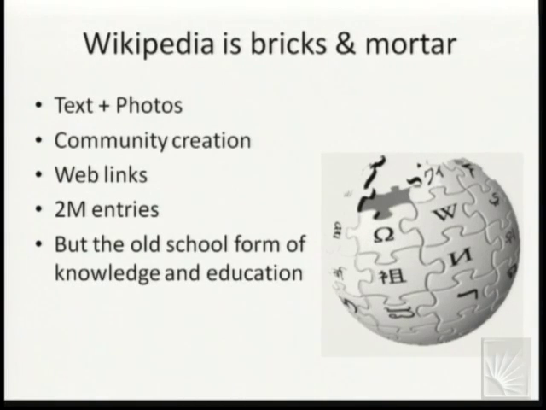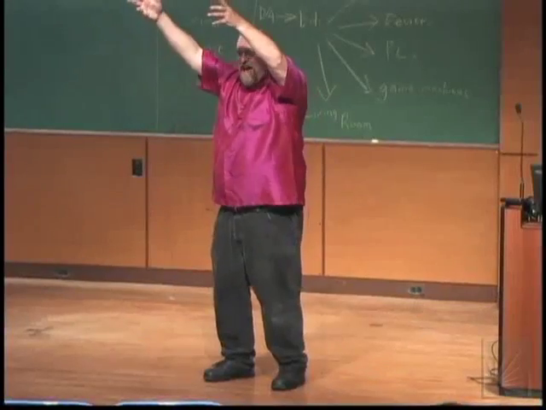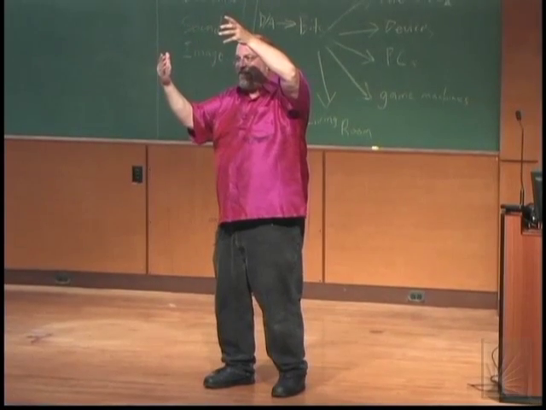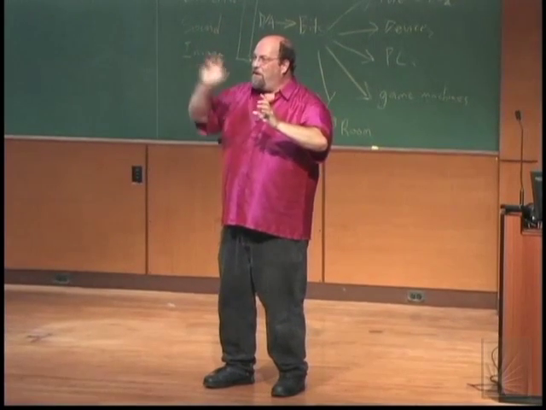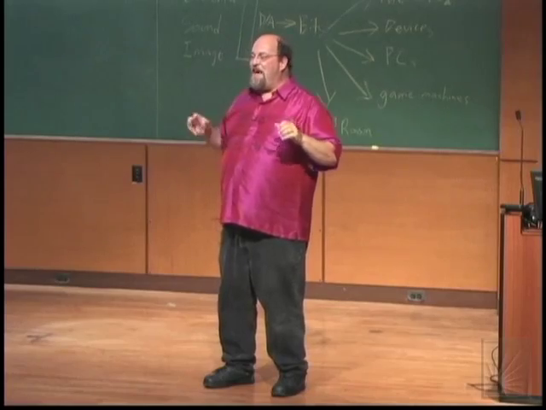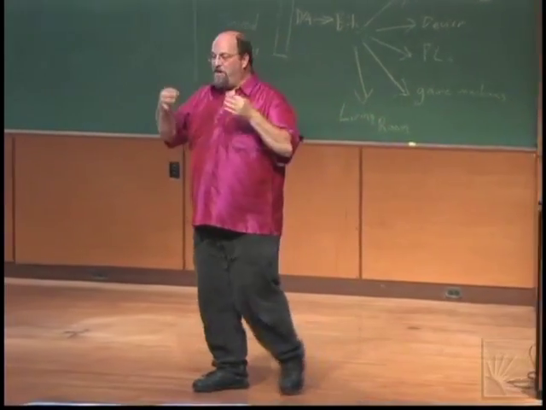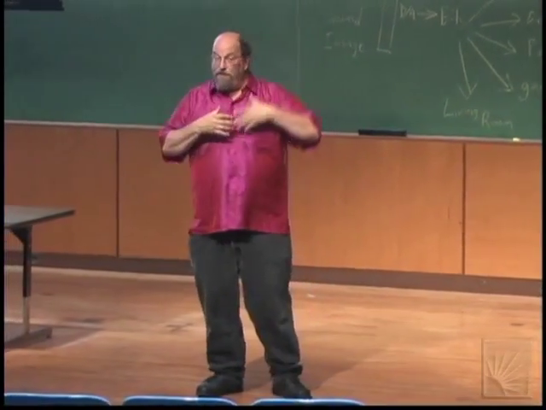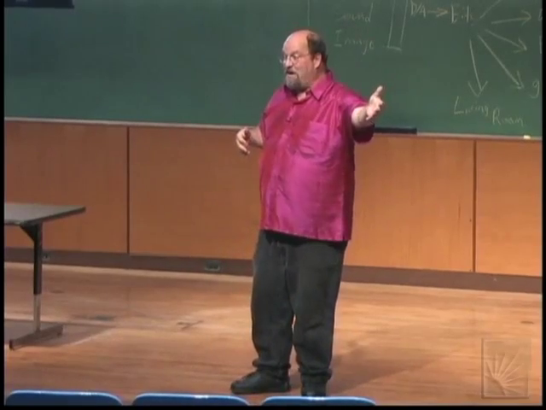Now, there's nothing wrong with Wikipedia, but Wikipedia is the Encyclopedia Britannica put online with some community and links. It's text with a photo. But that isn't the only way to represent knowledge and information. And then the revolution that we were starting in the 80s was, let me give you an example.